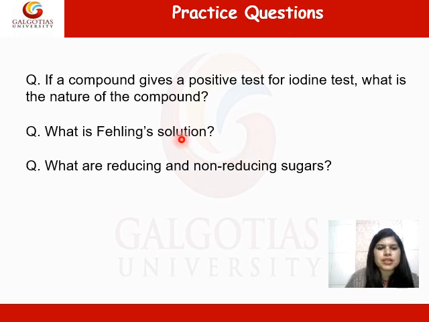The next question is, what do you mean by reducing and non-reducing sugar? Non-reducing sugars do not have a free hydroxyl group attached to the anomeric carbon, so other compounds cannot be reduced. Monosaccharides are reducing sugars; glucose and fructose are examples. A disaccharide may be a reducing sugar or a non-reducing sugar. Maltose is a reducing sugar and sucrose is a non-reducing sugar.